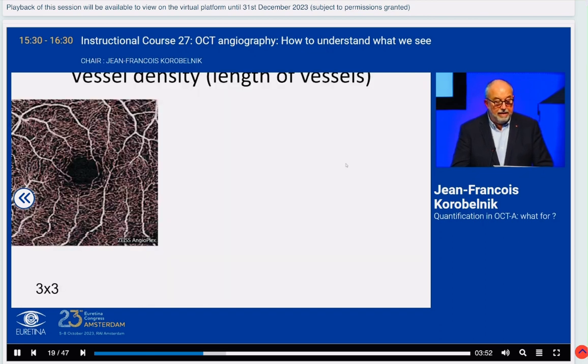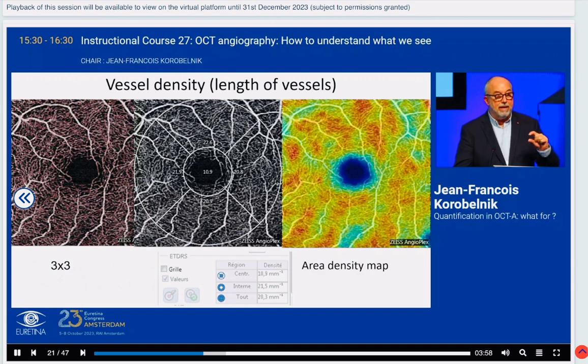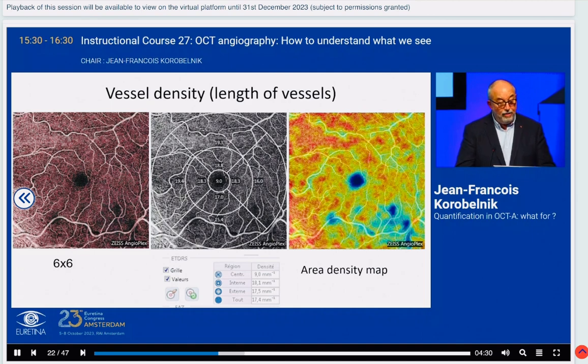Well, the vessel density means the vessels are skeletonized and their length is measured. So you can measure that parameter in the 1 millimeter center or in the 3 millimeter quarter by quarter or all the area, and you have numbers, and you can transform those numbers in color codes. So this is an area density map. It's nice colors. It's quite easy to understand, and you have numbers so you can quantify as you quantify the thickness. And you can do it also in the 6x6, and you have a larger area.